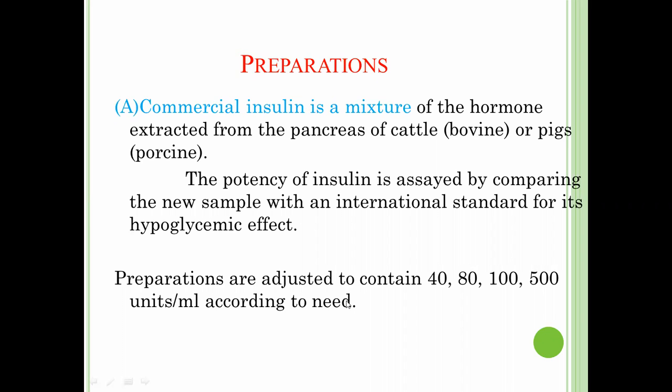This one is also asked in MCQs. Bovine insulin, it is obtained from which animal? Cattle, the pancreas of cattle. And porcine insulin is obtained from the pancreas of pig.